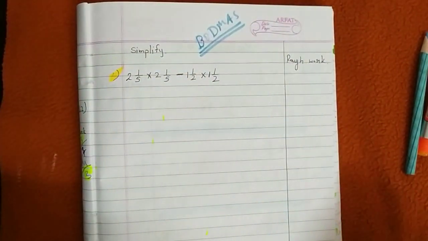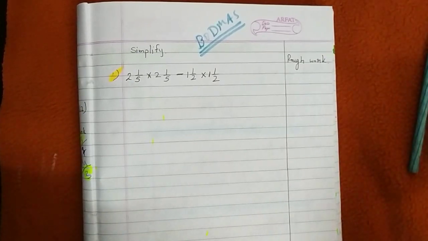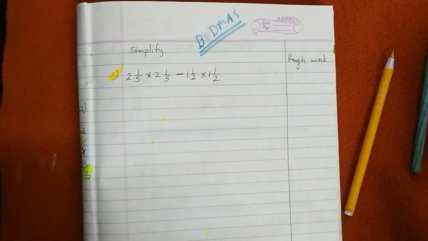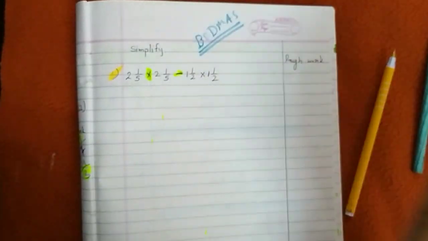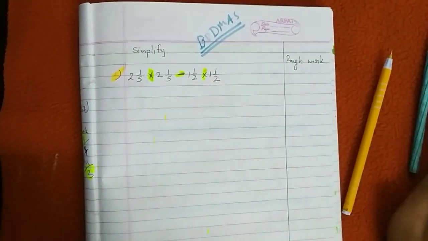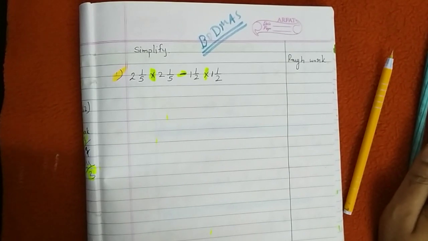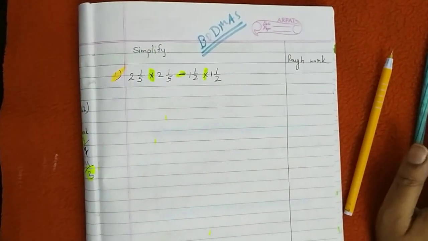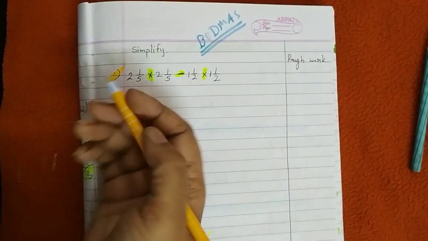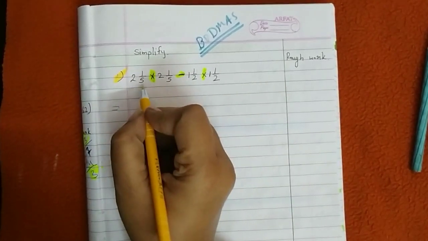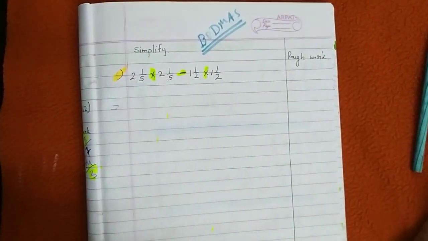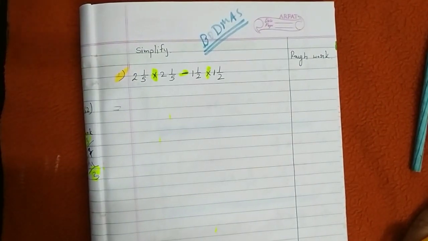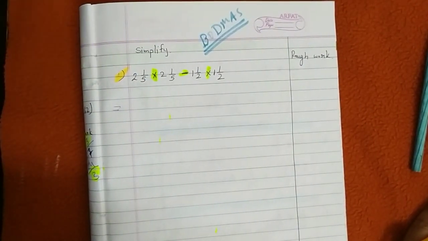So what are the two signs given here, children? First, this multiplication and subtraction. So what are we going to do first? We are going to multiply first. But before we jump to multiply, I want you all to change this given mixed fraction into improper fraction.